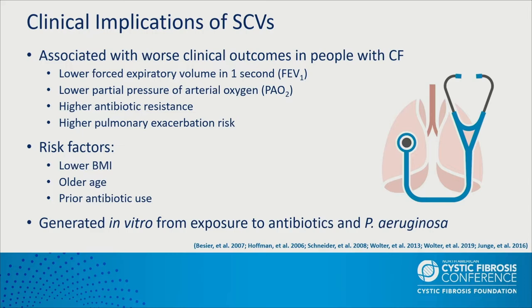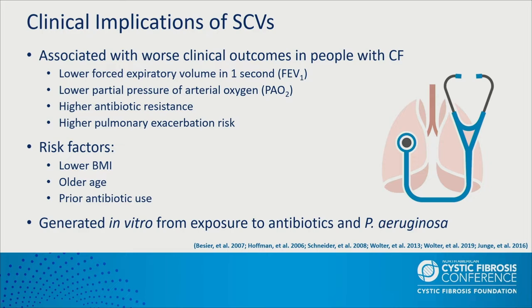In the clinic, concerningly, we've seen that these SCVs have been associated with worse outcomes for people with CF. This includes a lower forced expiratory volume compared to percent predicted, but also lower partial pressure of arterial oxygen, higher antibiotic resistance, and a higher risk for pulmonary exacerbations. There are also a number of groups at higher risk for SCVs, including people with lower BMIs, older age, or prior antibiotic exposure. Additionally, in vitro experiments have shown that SCVs can be generated from exposure both to antibiotics and also co-infection with Pseudomonas aeruginosa, which is concerning because there is a large overlap between these two pathogens in the CF airway.